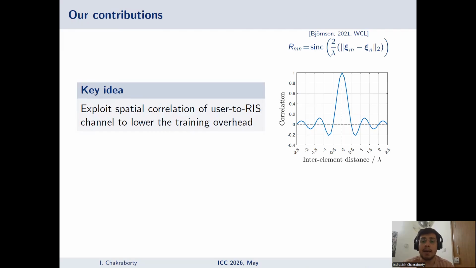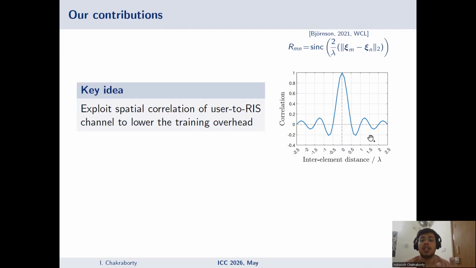Now, let us take an example of an isotropic scattering environment in the half plane of the RIS. In such scenarios, the correlation model is a sinc correlation model. If you go from one element to another on both these sides, you can see as the distance increases, there still remains a significant amount of correlation. You can't just discard it or avoid it. So that's what we don't do.